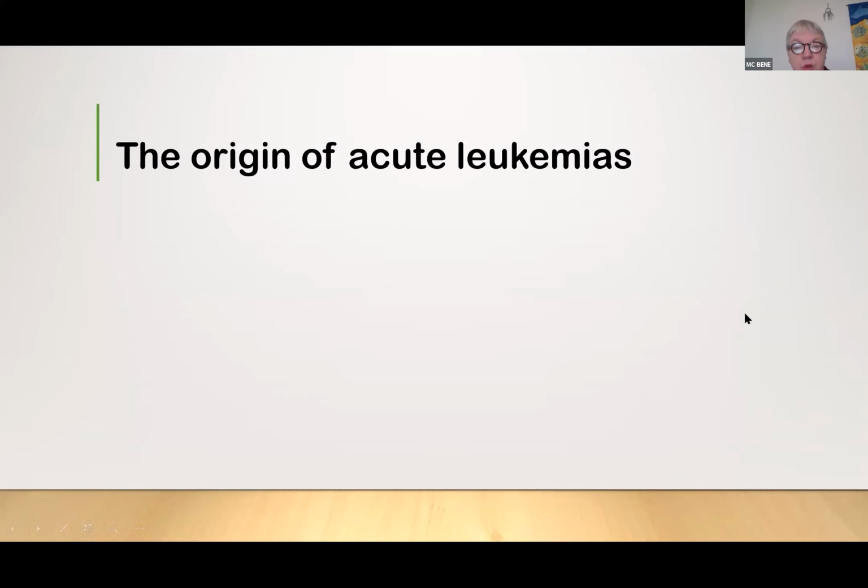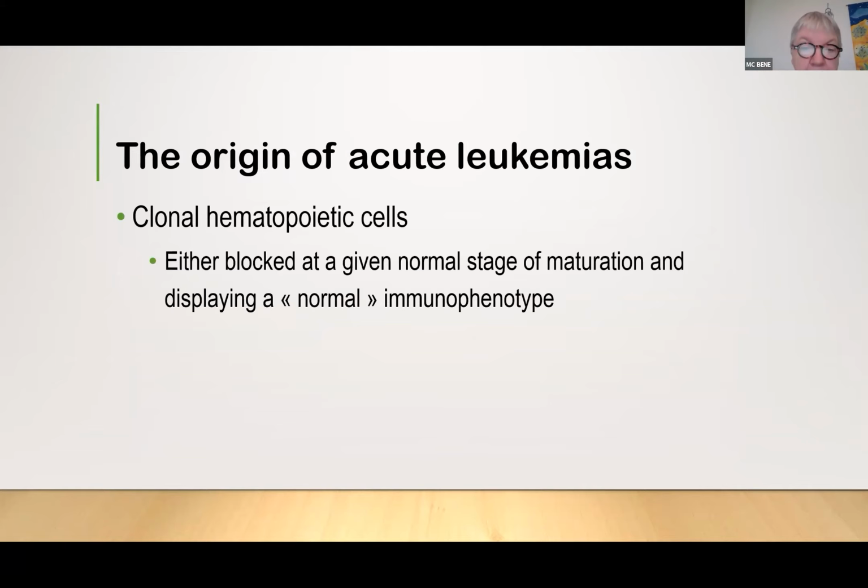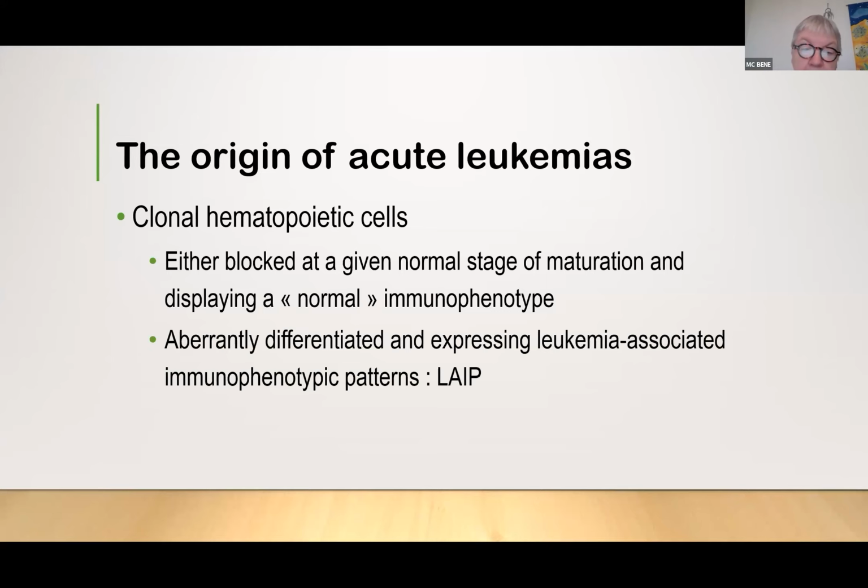Then let's move to leukemias. You know that the origin of acute leukemias is clonal hematopoietic cells. One hematopoietic cell is going ill and it proliferates and it's giving you the leukemia. And these cells are either blocked at a given normal stage of maturation, and then they display a normal immunophenotype, or they can express aberrant markers. And we call that leukemia-associated immunophenotypic patterns, or LAIP.